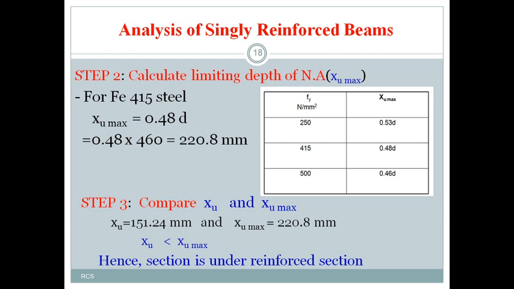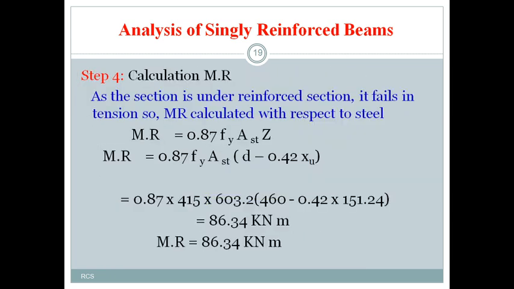So we have to calculate the moment of resistance with respect to steel, that is Mr is equal to 0.87 Fy AST into Z. Here the formula for moment of resistance with respect to steel is 0.87 Fy AST into D minus 0.42 Xu.